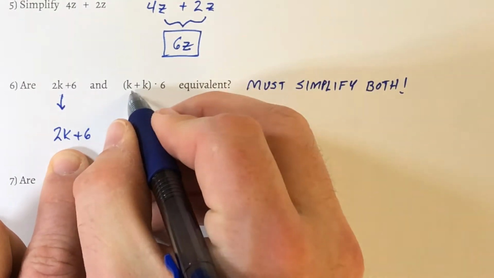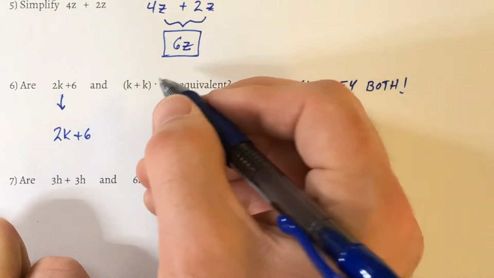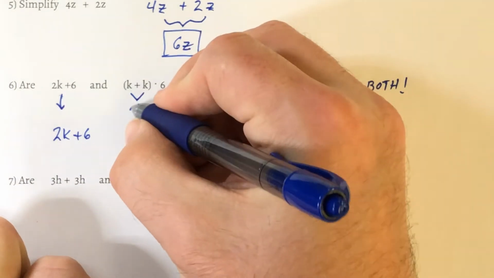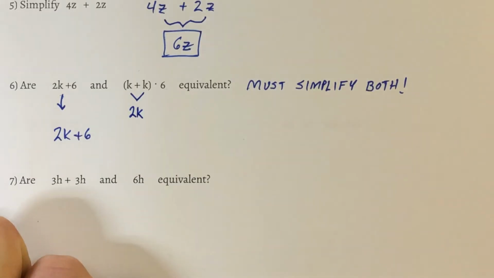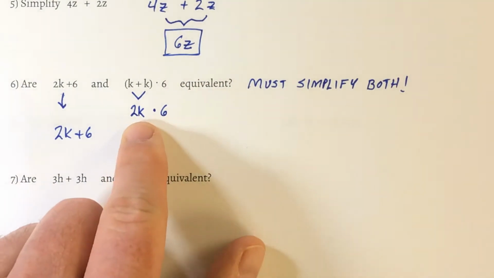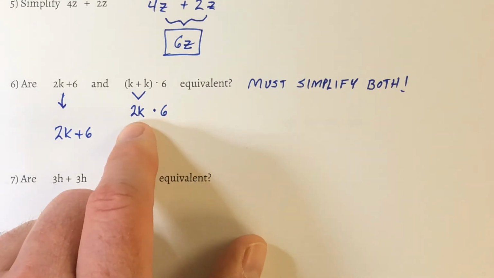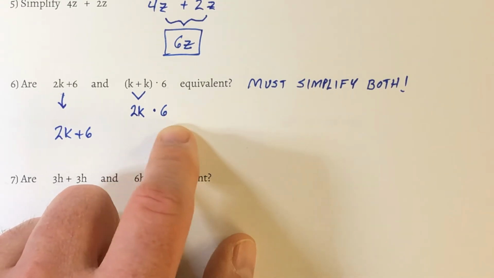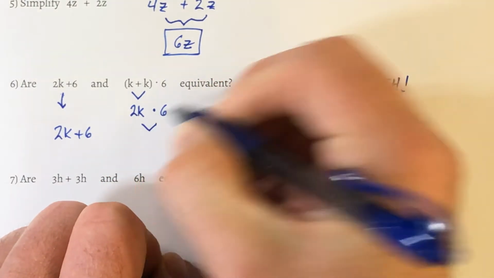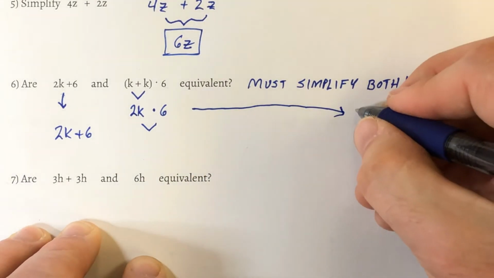Next one, parentheses first. So k plus k. Can I do that? Are they like each other? Absolutely. They both have k's. So k plus another k is 2 groups of k. Now we're going to multiply by 6. Even though these are not like terms, one's a number, one's got a letter, they don't have the same variable. Can I do this? I actually can do this. So, little side note. Why can you do this?